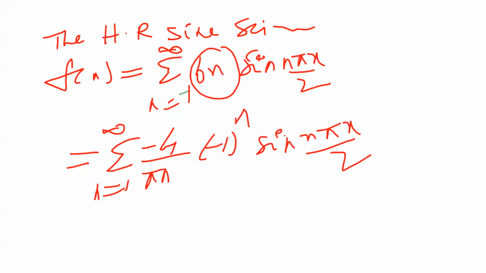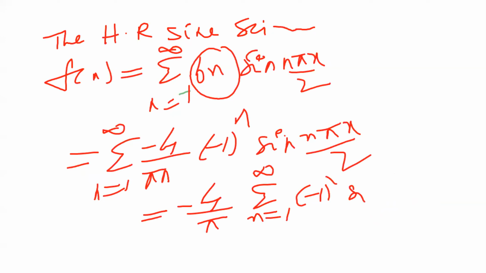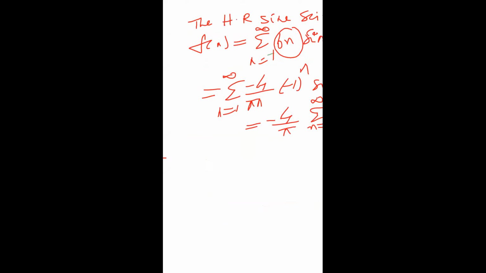So write the constant terms outside. Minus 4 by pi cannot be extended, so minus 4 by pi is written outside of sigma. Sigma n equals 1 to infinity minus 1 power n sine n pi x by 2. This is the half range sine series of the function f of x equal to x in the interval 0 to 2. These problems are half range series example problems.